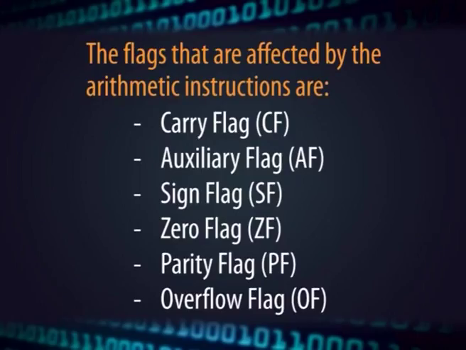The result of an arithmetic operation is generally stored in the accumulator register. However, it also affects the status flags. That means the execution of an arithmetic operation affects the status flags. The flags that are affected by the arithmetic instructions are the carry flag, called CF in short, the auxiliary flag, called AF in short, the sign flag, called SF in short, the zero flag, called ZF in short, the parity flag, which is PF in short, and the overflow flag, which is OF in short.